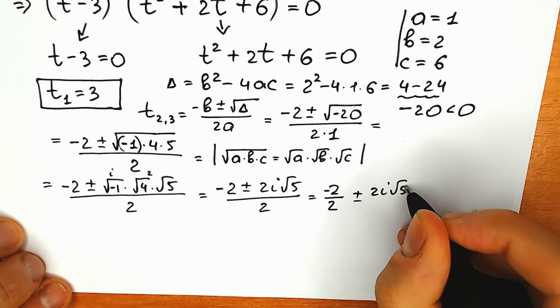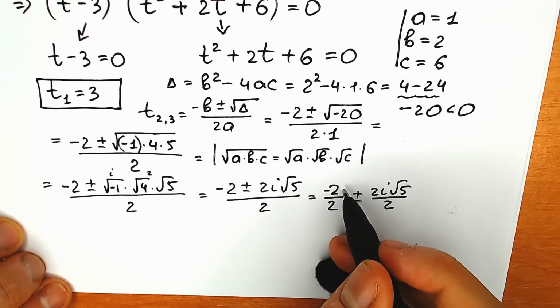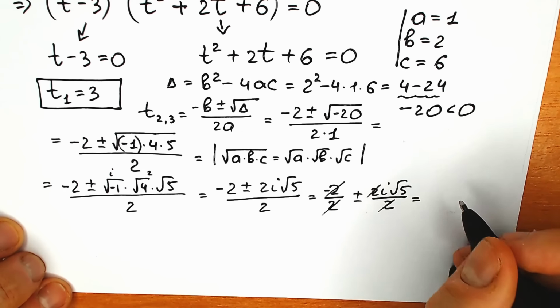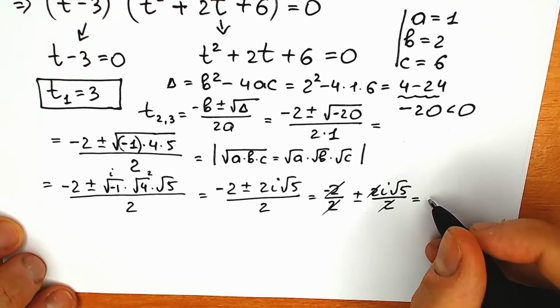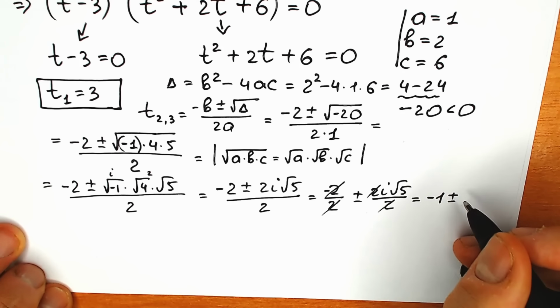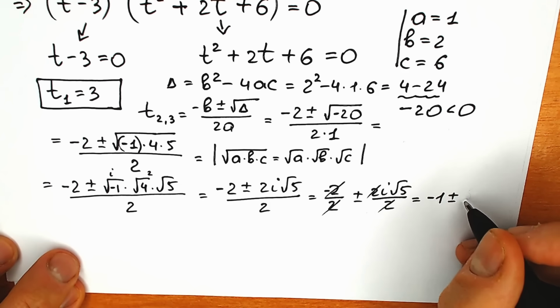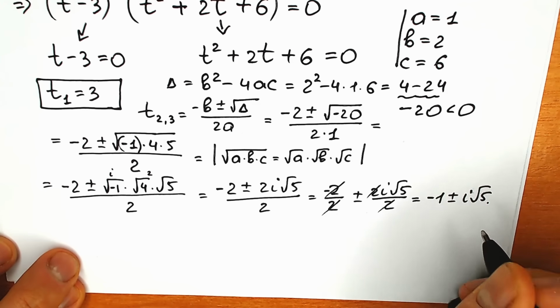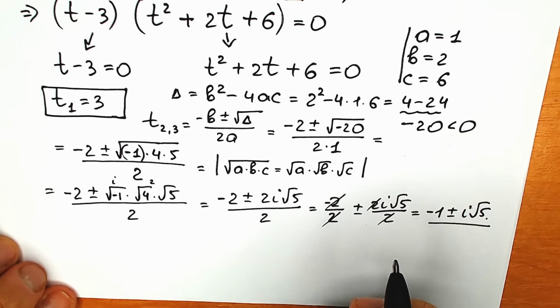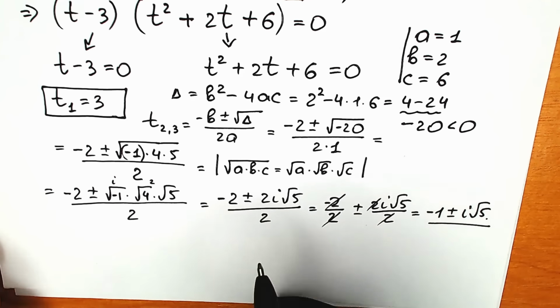2i square root of 5 over 2, and that's why we're going to cancel these 2's from here. So we have -1. Our answer: -1 plus minus i square root of 5. Yeah, it looks like this is our answer. These are our complex roots. So let's write our final answer.